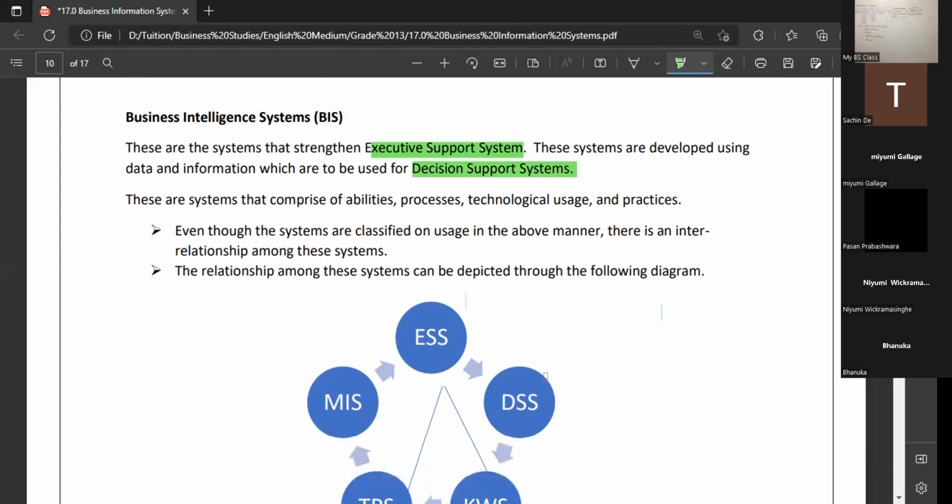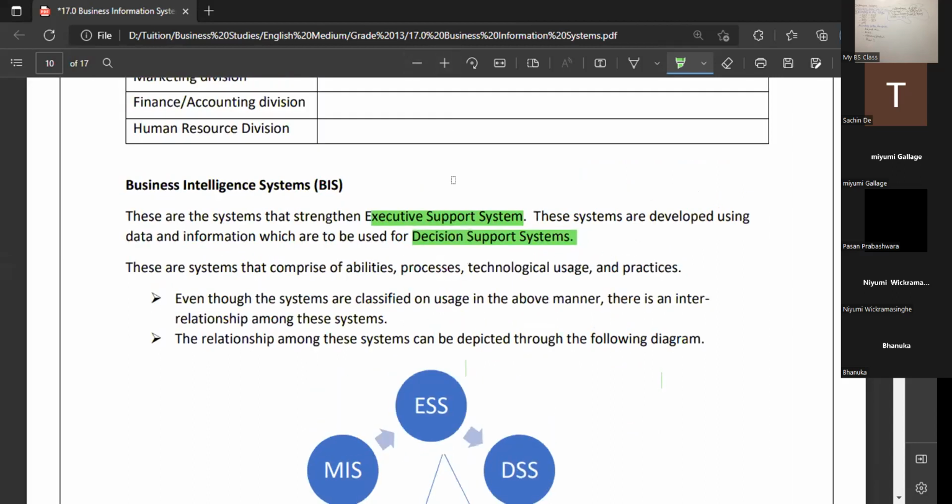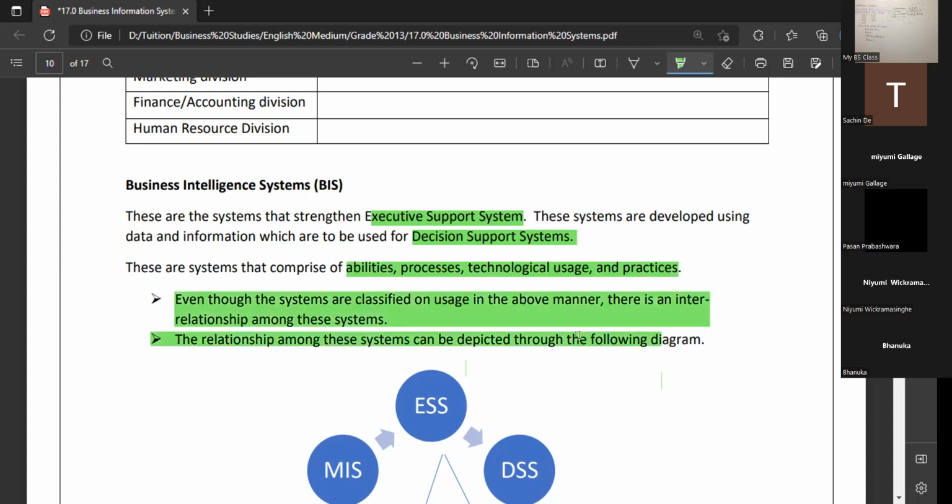It's like a combination, I would say a collection of the rest of the systems in order to make better decisions for the executive. So these are the systems that comprise abilities, processes, technological usage, and practices. Now, even though the systems are classified on usage in the above manner, there are interrelationships among these systems. Now, I'll tell you this interrelationship, right?